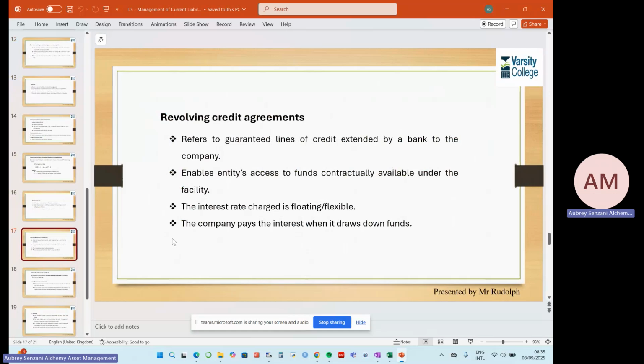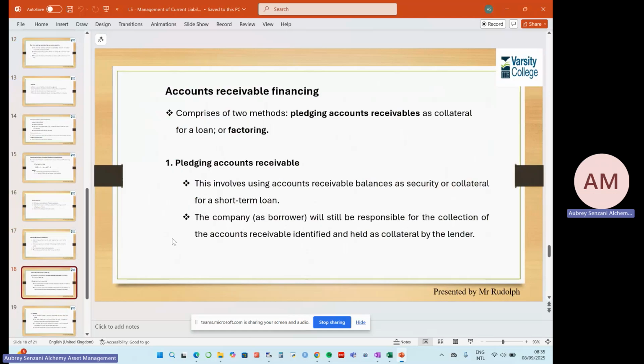It enables entities access to funds contractually available under the facility. The interest rate charged is floating or flexible. In other words, it varies over the time that you've utilized these funds. The company pays the interest when it draws down funds, so there's no interest applicable when you are not making use of it. However, like a credit card, they will charge you a monthly fee for just having access to that facility.